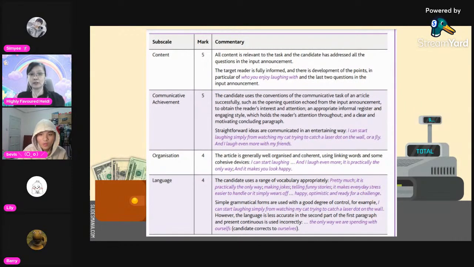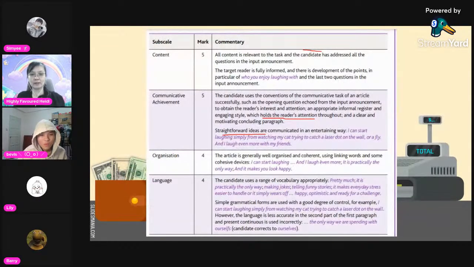Even holds the target reader's attention. You see, which holds the target reader's attention, especially because when you are talking about things in daily life, like looking at the cat, just catching the laser dot. This is something that the reader is able to identify with. It's not something like, I've never been to this place, I do not know what you're talking about. If I don't know what you're talking about, most probably I'm not interested. If you're talking about something which everyone can identify with, then you get the target reader's attention. Okay? All right, then straightforward ideas. Okay, so get 5. Okay.